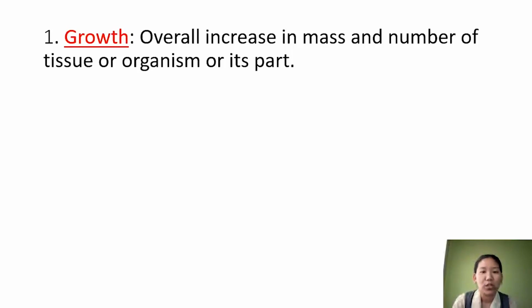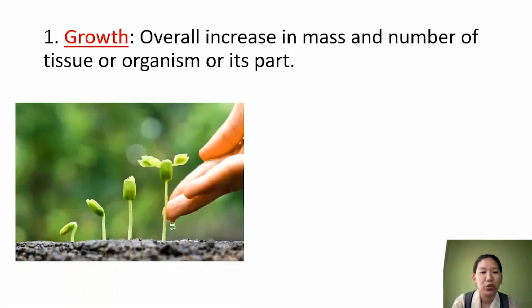This growth takes place through cell division. The cell division in unicellular organisms leads to its growth as well as reproduction. So in unicellular organisms, growth and reproduction occur simultaneously. Now let us take one example of growth here. You can see the growth of a plant from seed to seedling. There is an increase in size, in mass, and in its body parts. So this is growth.